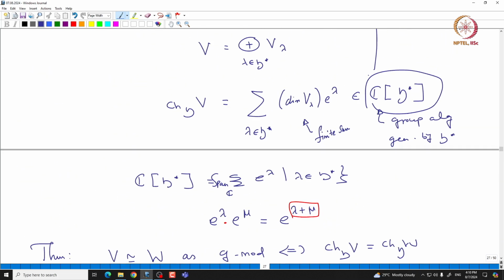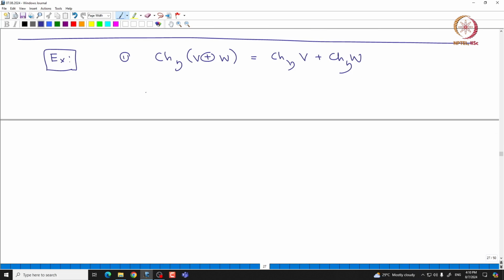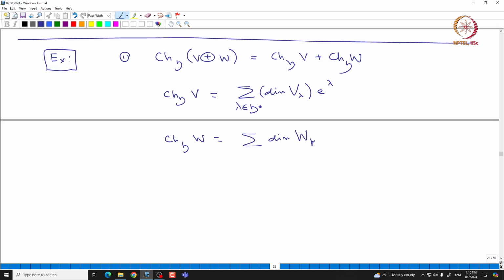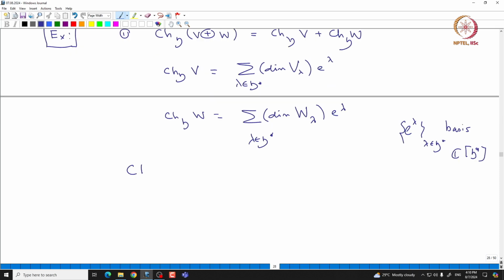Note that we are working inside this group algebra. Since it is a C algebra, we have addition, multiplication, everything there. So, what is the addition of the characters? Let me explain here. Write the character of V as the sum of dimension V lambda e power lambda, lambda in H star, and the character of W as the summation of dimension W lambda e power lambda, using the same lambda in H star. You can easily see that the e power lambda form a basis for C H star. Because of that, the addition is just coordinate-wise addition. The character of V plus the character of W is given by the sum of dimension of V lambda plus dimension of W lambda, times e power lambda, lambda in H star.